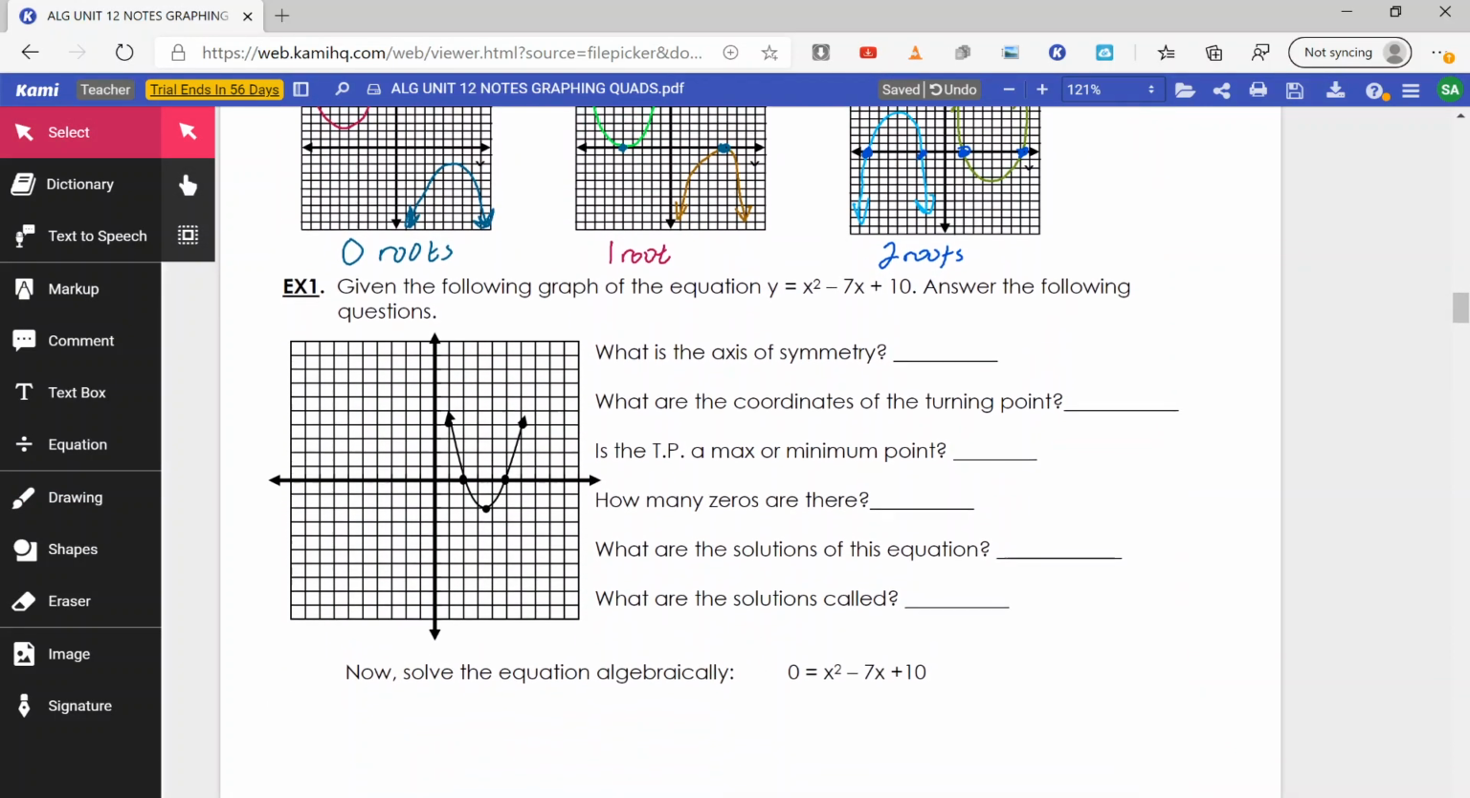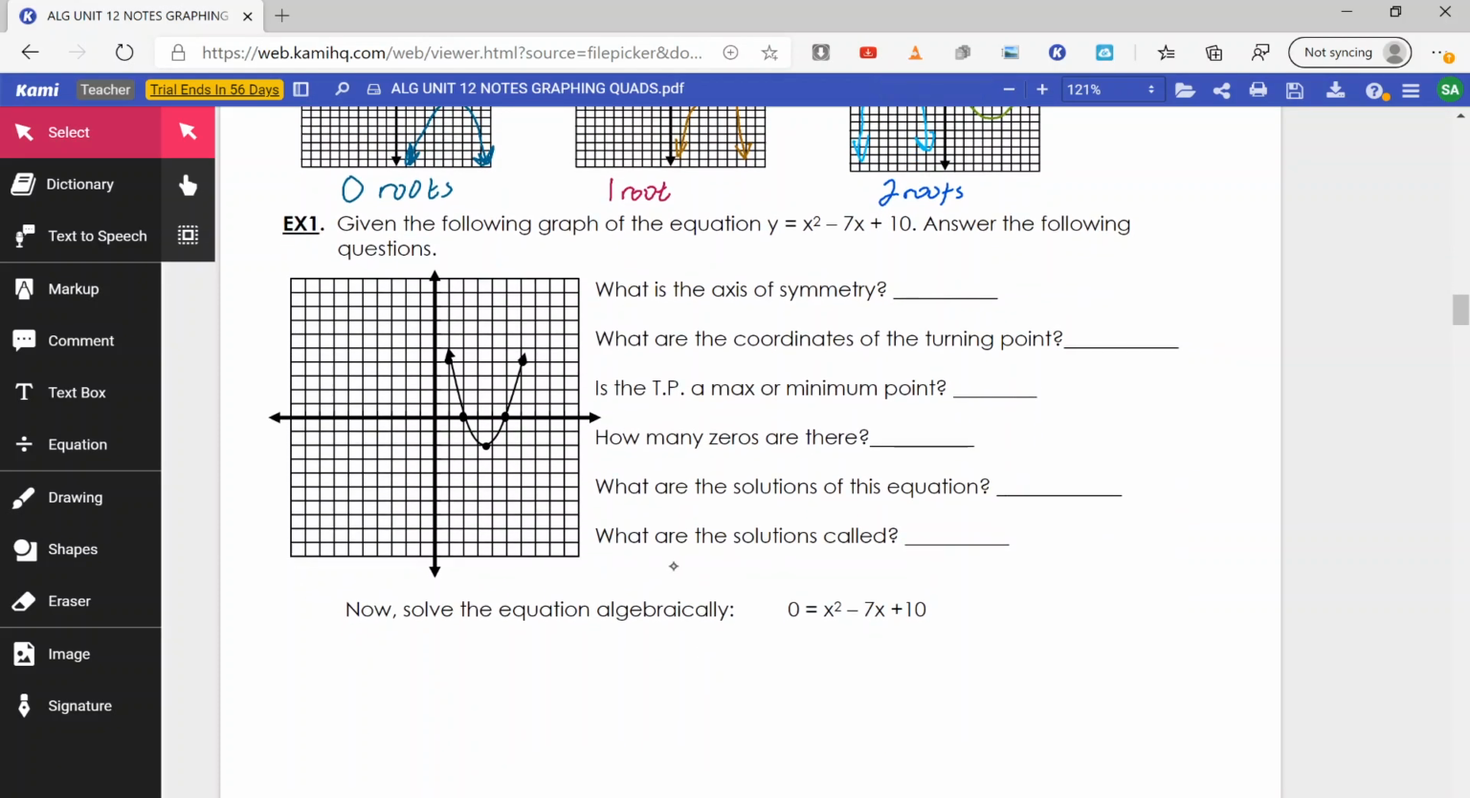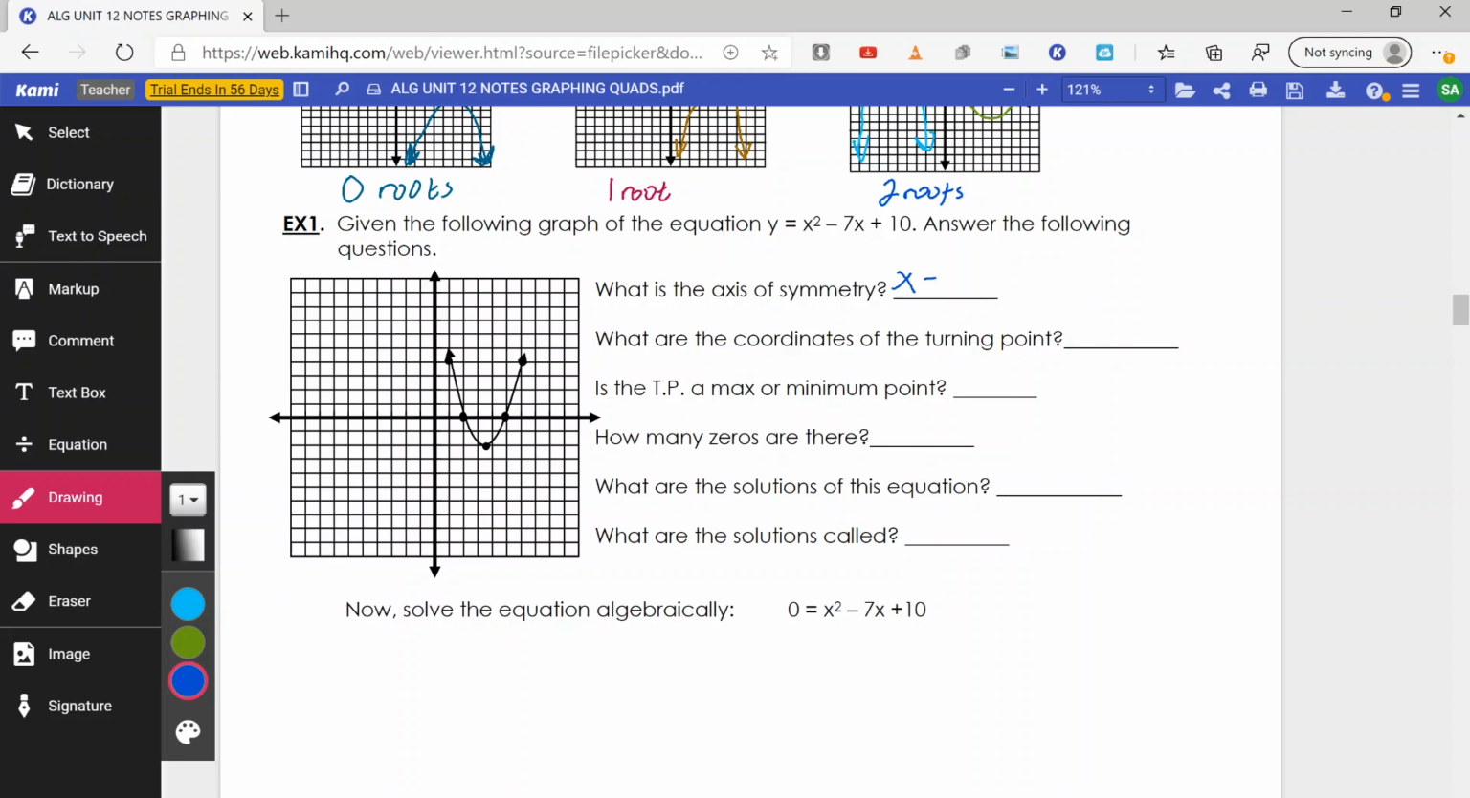So we have to be aware of how many possible answers we could have. So now let's say we have the graph of the equation x squared minus 7x plus 10 here on the left. What is the axis of symmetry? Again, axis of symmetry is the x equals. And basically, it's where the graph stops coming down and then goes back up, so down here at the bottom. So this is our axis of symmetry, and we usually draw a dashed line through it. So there's the axis of symmetry.